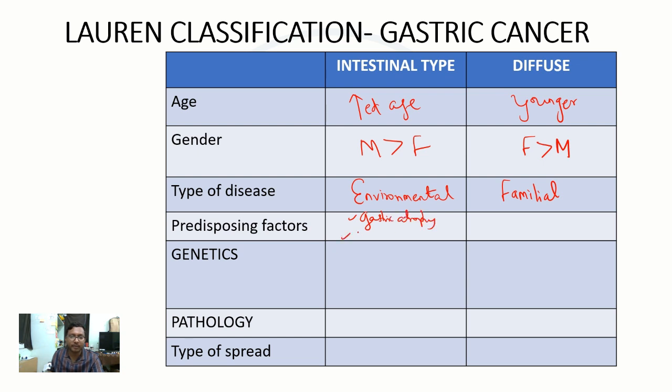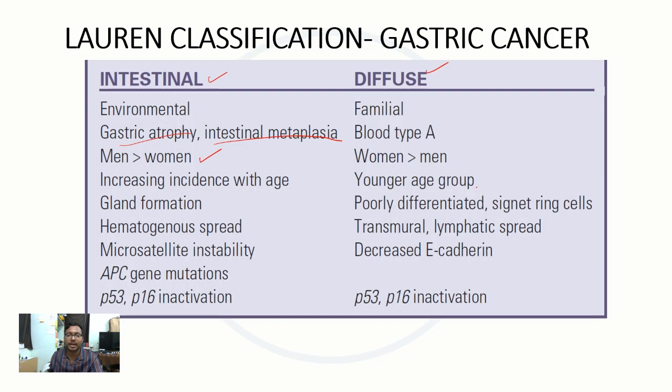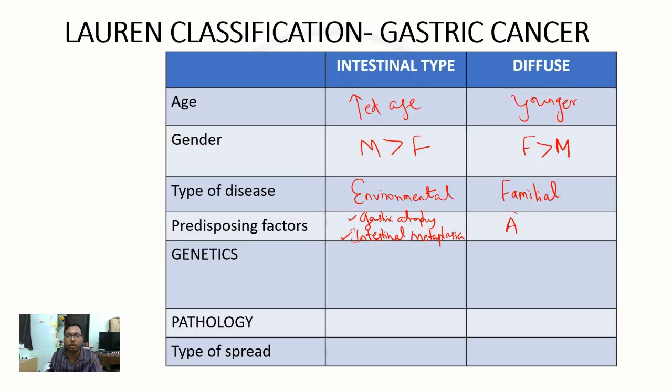Second one is whenever you have intestinal metaplasia. Intestinal metaplasia. These are the main predisposing factors for your intestinal type of gastric cancer. Whereas, as you can see here, blood group A. Sorry, A blood group is more common to get diffuse gastric cancer, right?